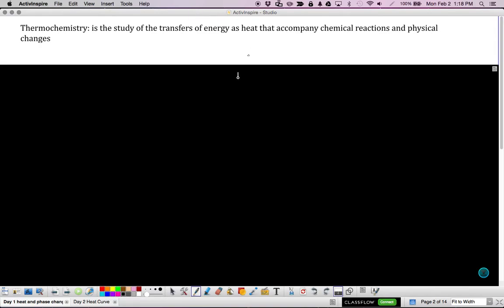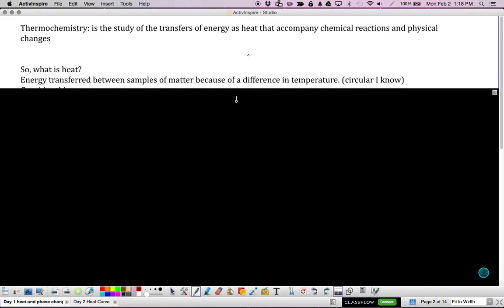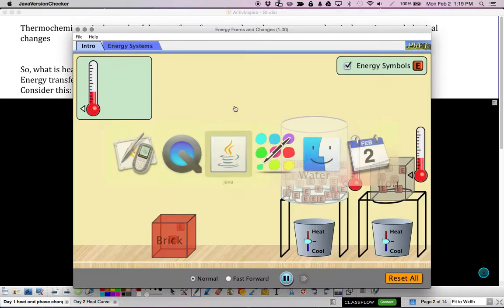So the first question that you might have is, what is heat? Heat is the energy transferred between samples of matter because of a difference in temperature. Now this is circular, I know, the definition of heat and the thermochemistry, but I'm hoping that I can make a little bit of sense of this.